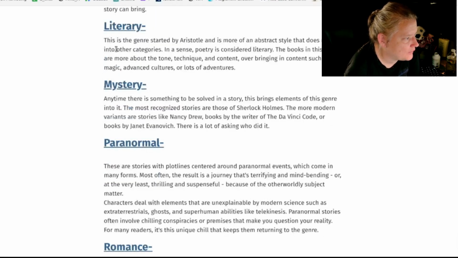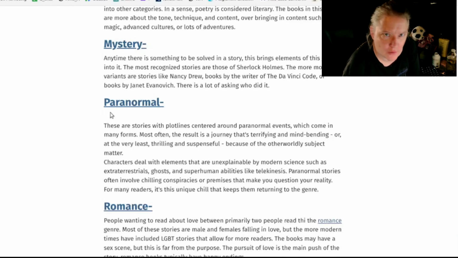Literary. This is the genre started by Aristotle and is more of an abstract style that does not fit into other categories. In a sense, poetry is considered literary. The books in this area are more about the tone, technique, and content over bringing in magic, adventures, and things like that. So literary is more about the words and sentences used than the actual story.